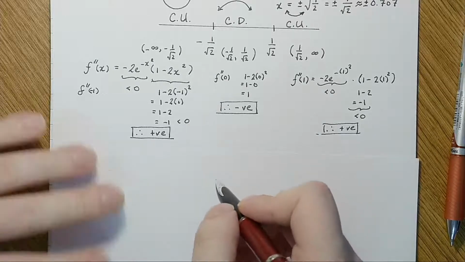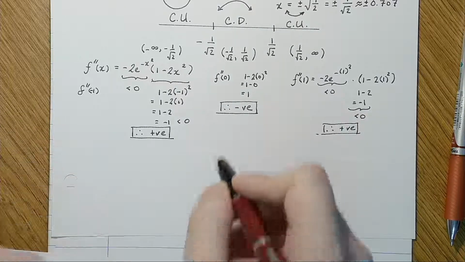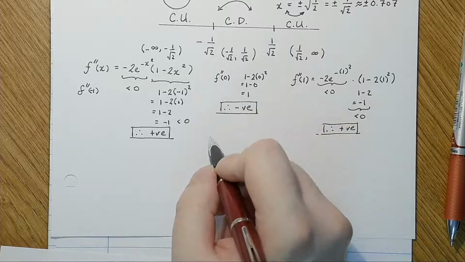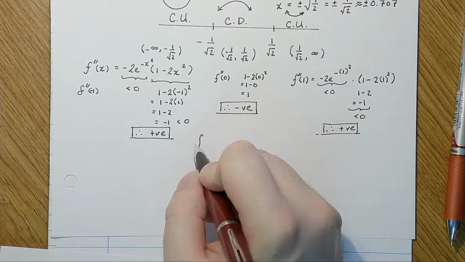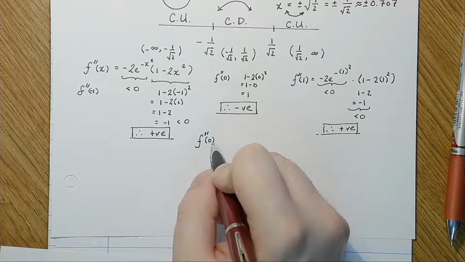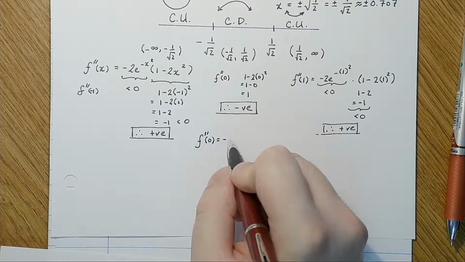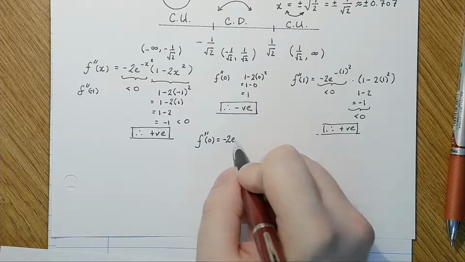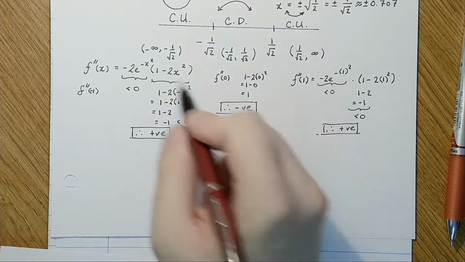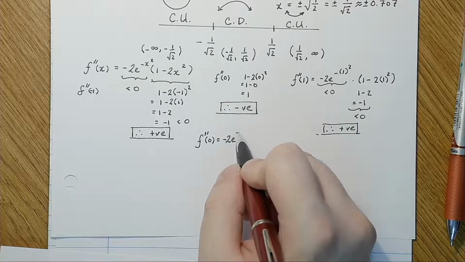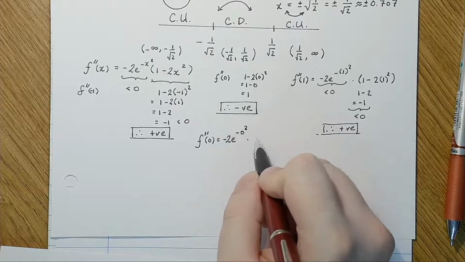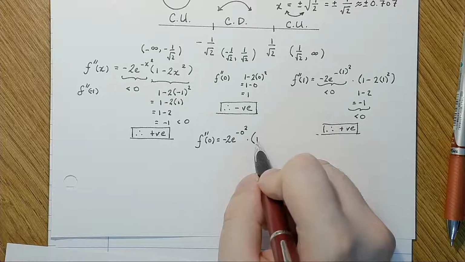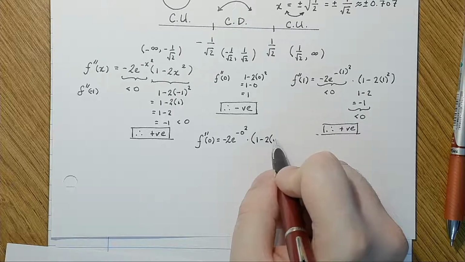Why is it negative at 0? Oh, at 0. Okay. So maybe I'll write that out a little bit more. So in this case, I'll have minus 2 e to the minus 0 squared times 1 minus 2 times 0 squared.